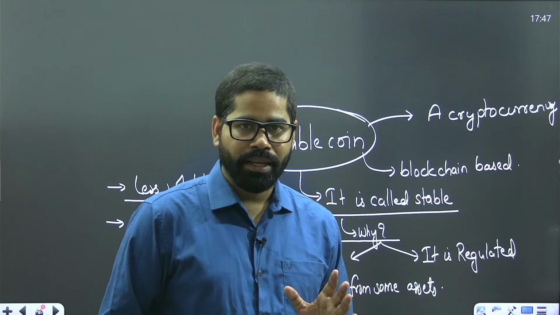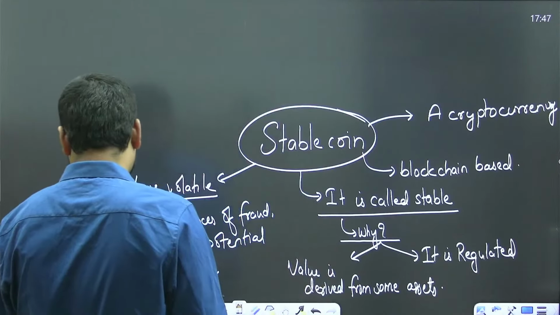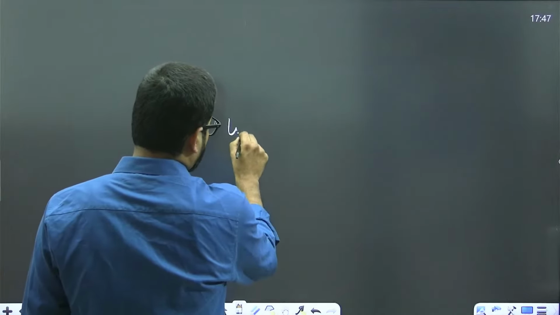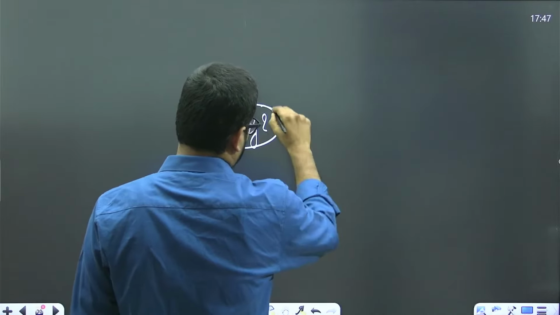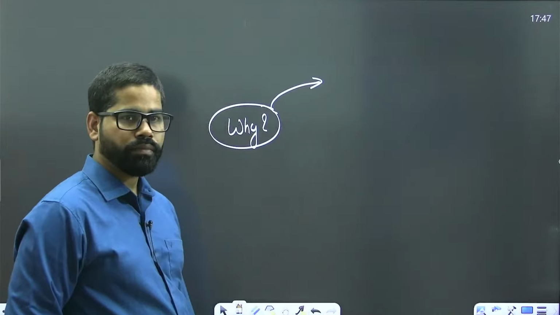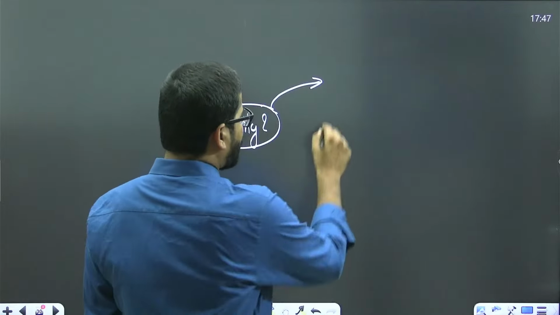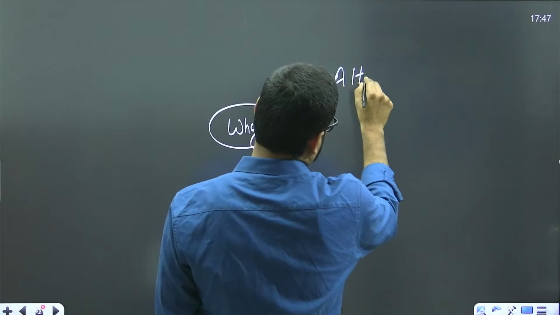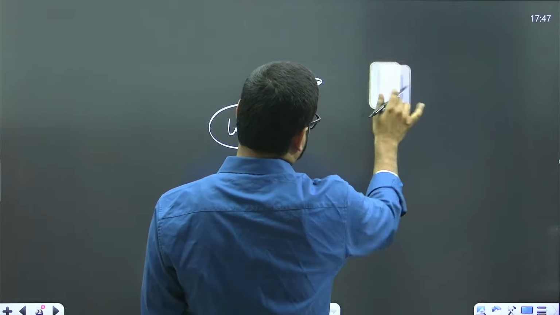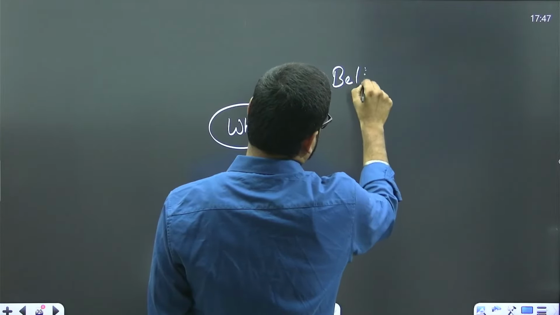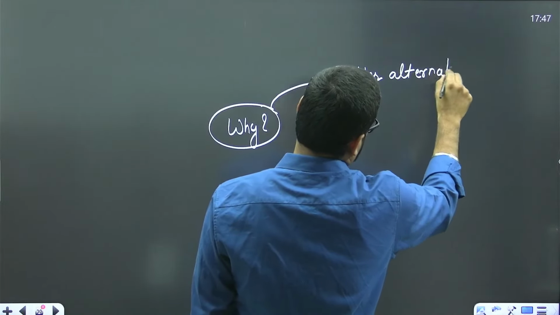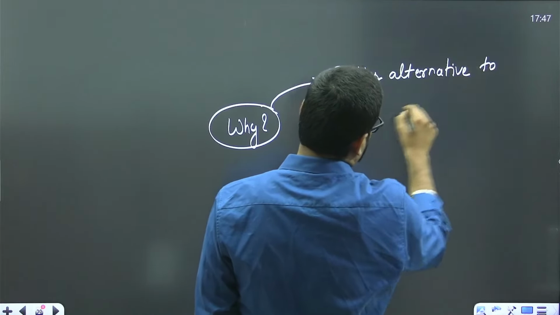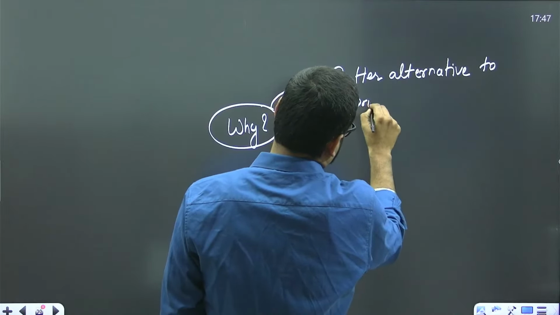Okay. So the question is, why are we having such a currency? First thing is a better alternative to private cryptocurrencies.